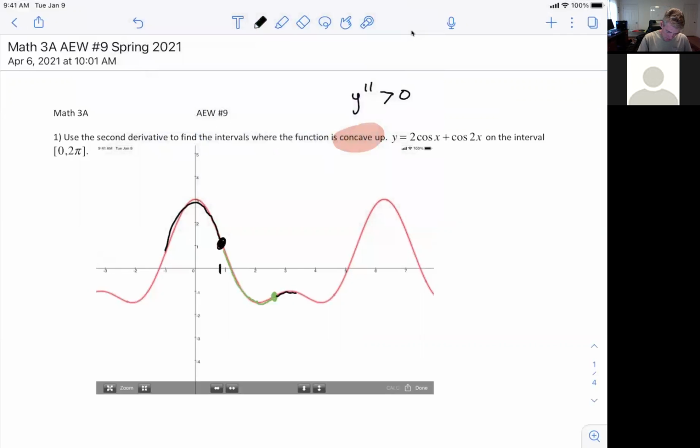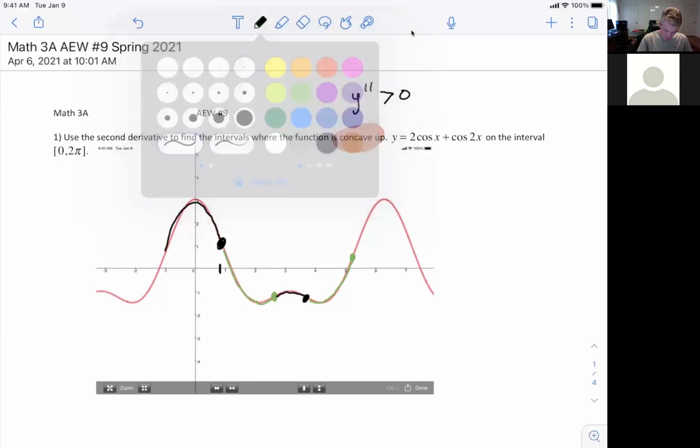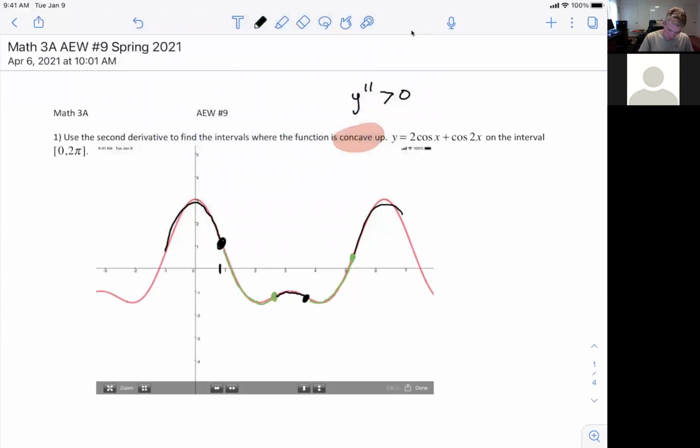And then this part is concave down. And then this part looks like it's concave up till maybe right about there. And this part looks like it's concave down. And then 2 pi would be approximately right here. It said, pretty sure I put, yeah, from 0 to 2 pi.